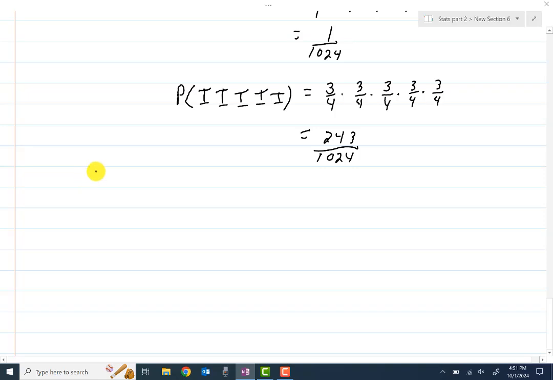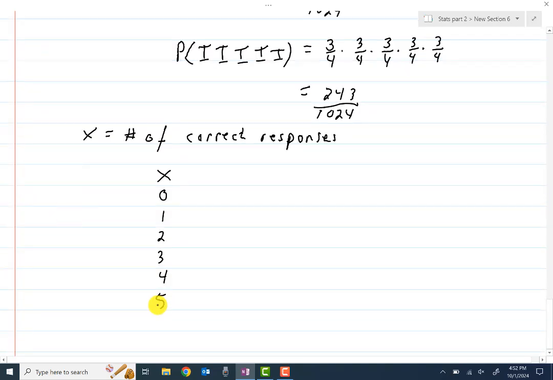I might want to let x equal the number of correct responses. So there's 5 questions on this test. That means the only values that x can take are 0, 1, 2, 3, 4, and 5. The probability of none of them is the first. This would be getting 0 on the test, which we got up there. And then down here, we have the probability of getting it perfectly.